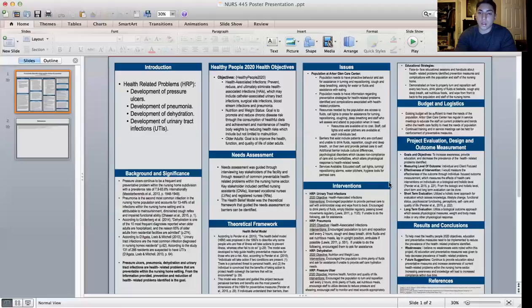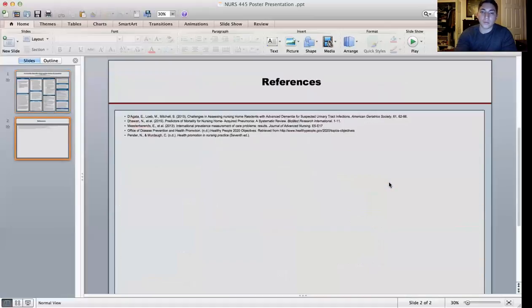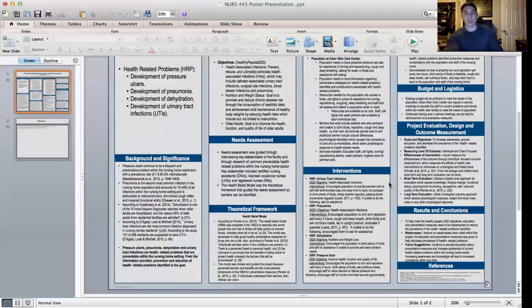Some services that are currently available are educated staff, call lights, turning and repositioning alarms, water pitchers, and hygiene teams for perinatal care. Sorry about that. So, interventions. For the health-related problem of UTIs, that coincides with the Health-Associated Infections objective, a 2020 objective.